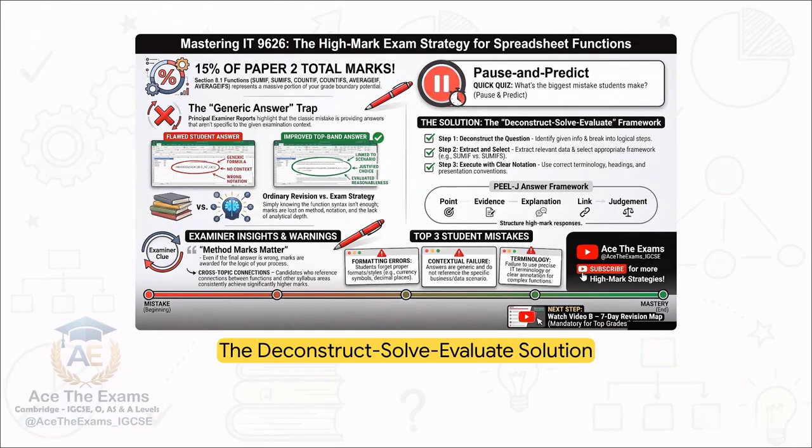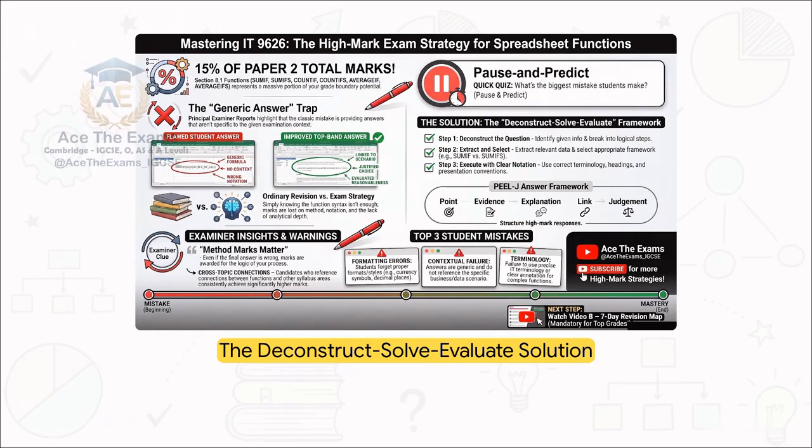Second, you extract and select the appropriate analytical framework. And third, you execute with clear notation using the correct terminology, headings, and presentation conventions. This isn't just for spreadsheets, guys. This is a universal methodology for the entire 9626 syllabus.